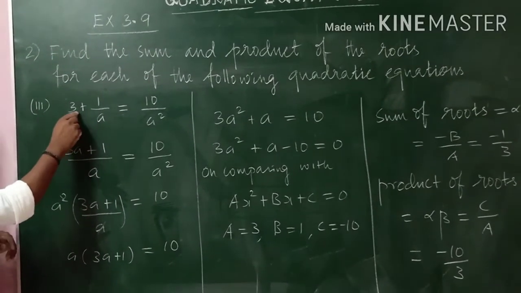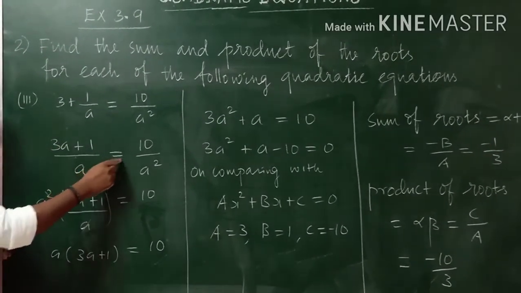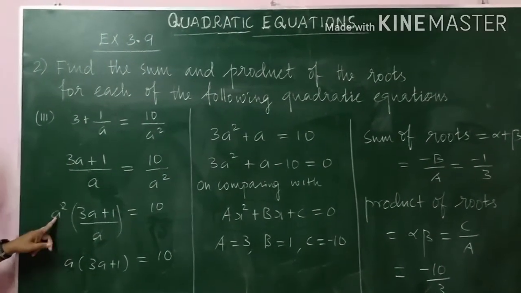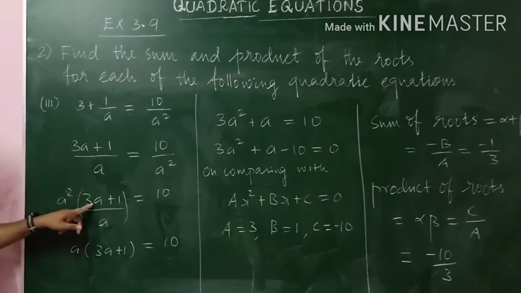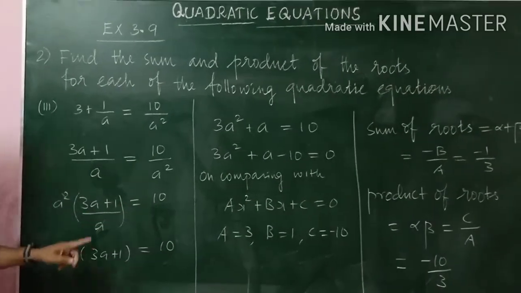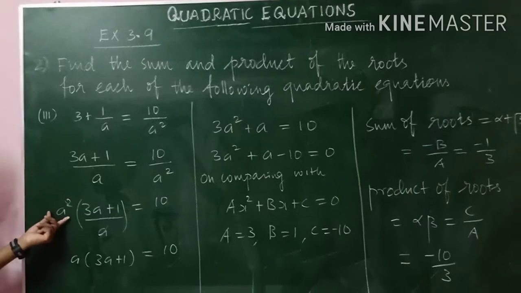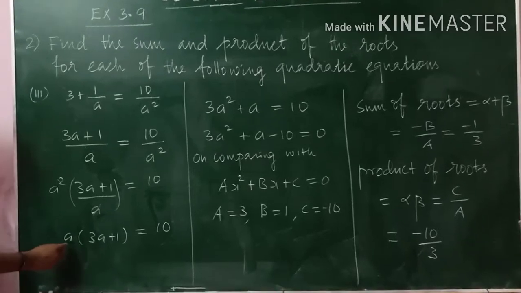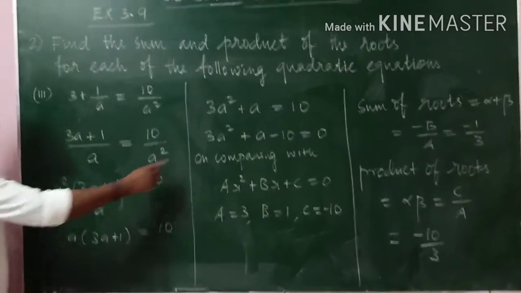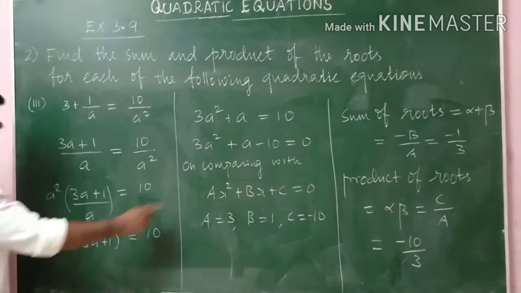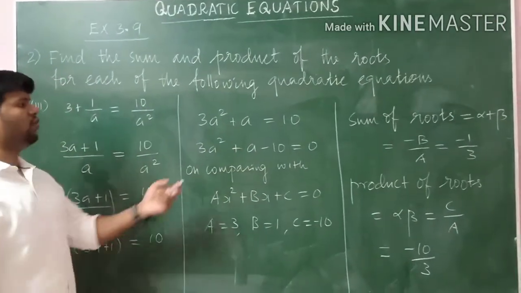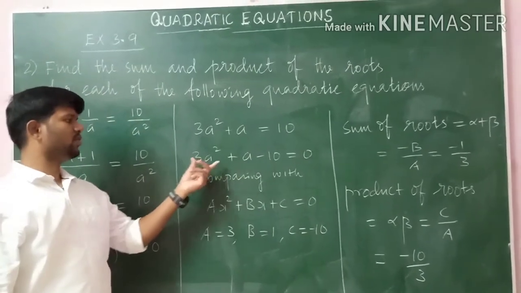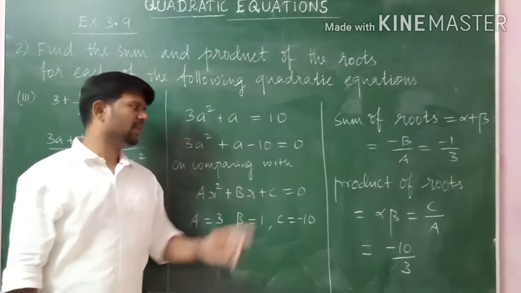If you cross multiply here, 3a plus 1 by a equal to 10 by a square. In the denominator a square, on this side multiply by a square: a square into 3a plus 1 by a equal to 10. A square cancels, and we will have a. So a into 3a plus 1 equal to 10. Take a, multiply inside: a into 3a square, a into 1, a equal to 10. Now bring this 10 to the left hand side, it will be minus 10. So 3a square plus a minus 10 equal to 0.